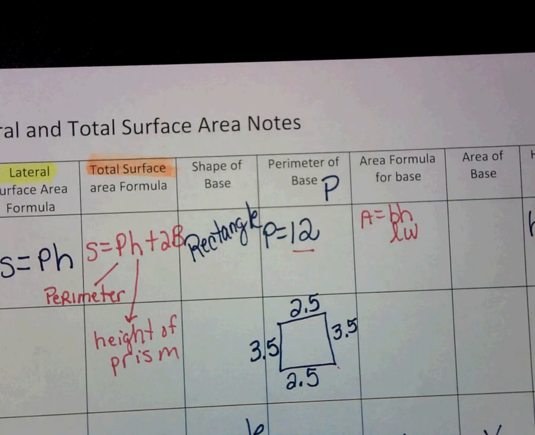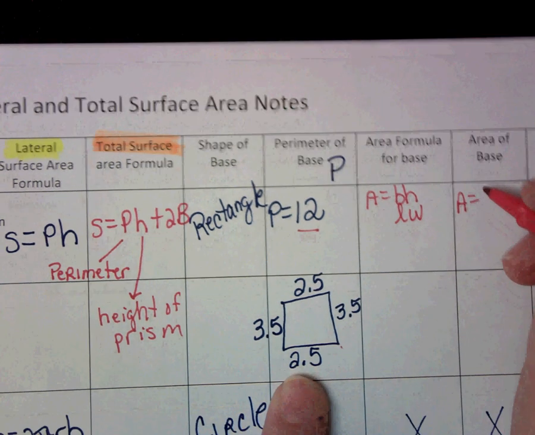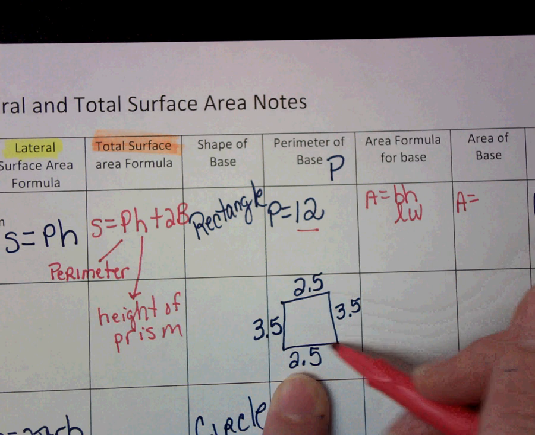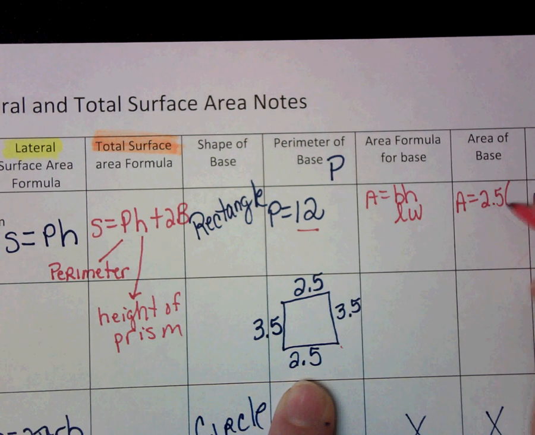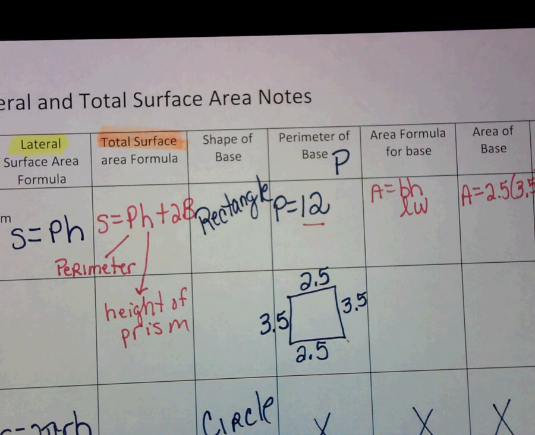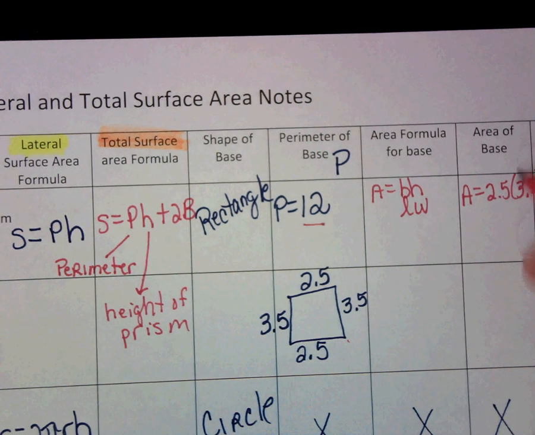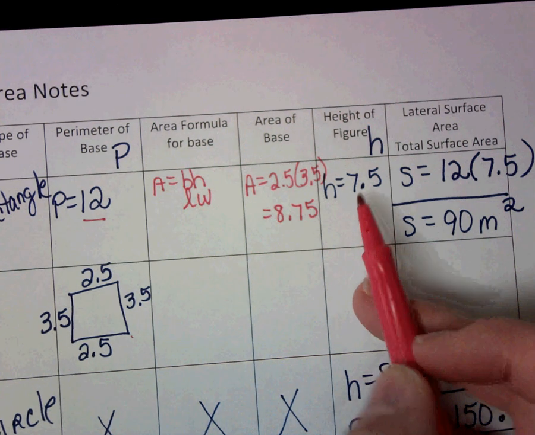So we need to actually calculate the area of our base. So we already drew our picture. Our base and our height, or our length and our width, is 2.5 times 3.5. And remember, you don't need to kill yourself trying to multiply that by hand. This is complicated enough. So let's pick up our calculator. Let's do 2.5 times 3.5, which is 8.75. And then we already identified our height as 7.5.